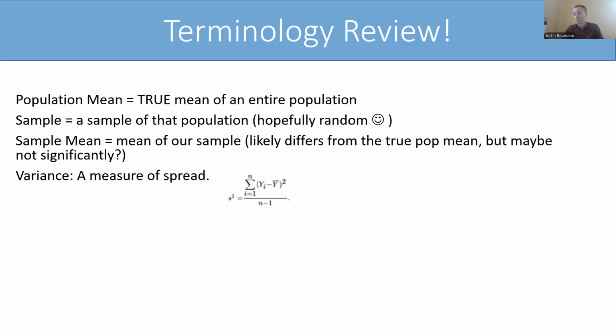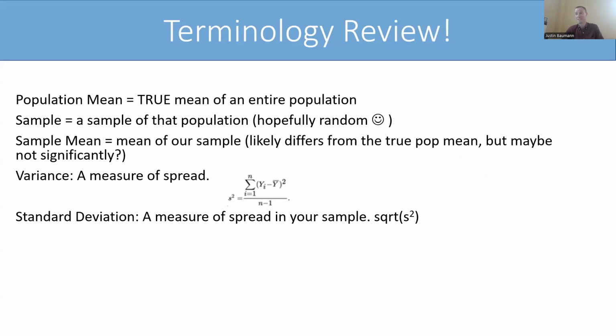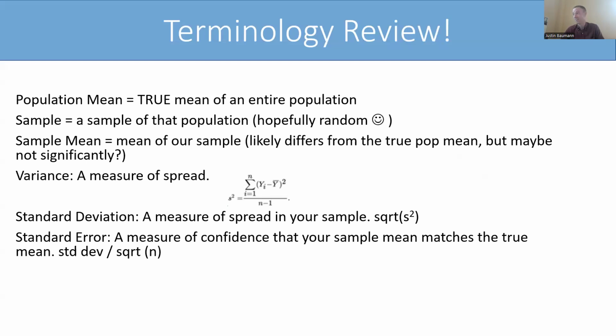Variance is a measure of spread. We learned this last class, and it is that math there. It's the sum of some number minus the population mean squared divided by n minus 1. That equals s squared. Now, the square root of that is our standard deviation, which is just s, a measure of spread. The standard error, of course, is slightly different from that, and it is a measure of the confidence that your sample mean matches the true mean.